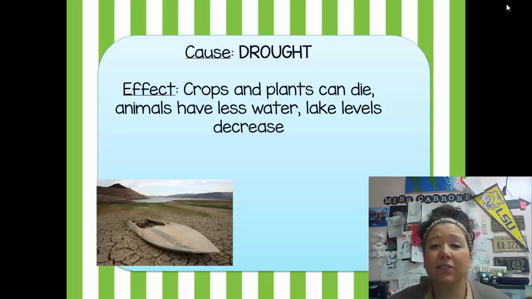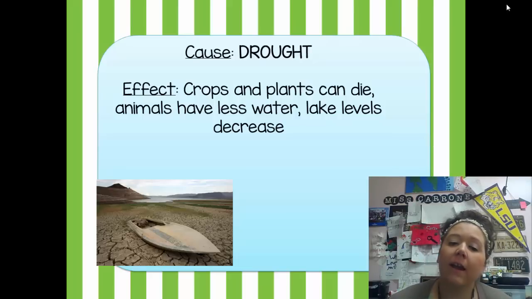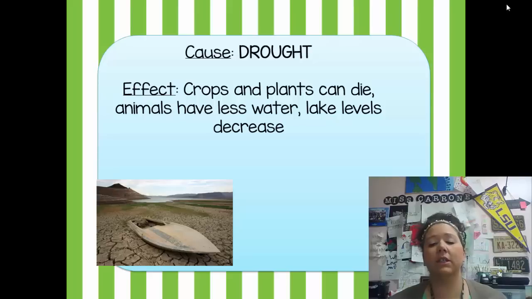So the effect is crops and plants can die, animals will have less water, and the lake levels can decrease. And when the lake levels decrease, that's going to also change that home for the fish and the other organisms that live in the water.